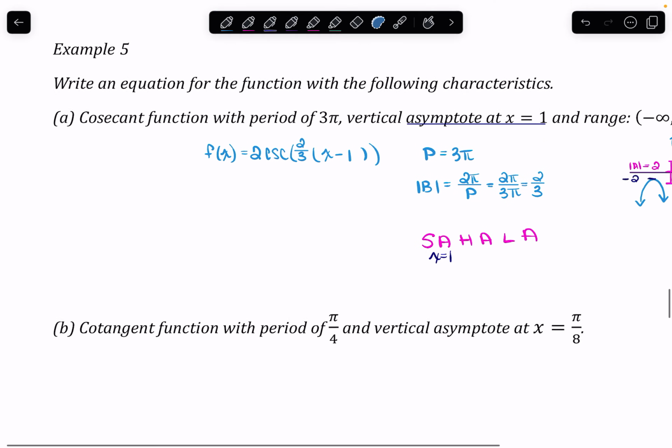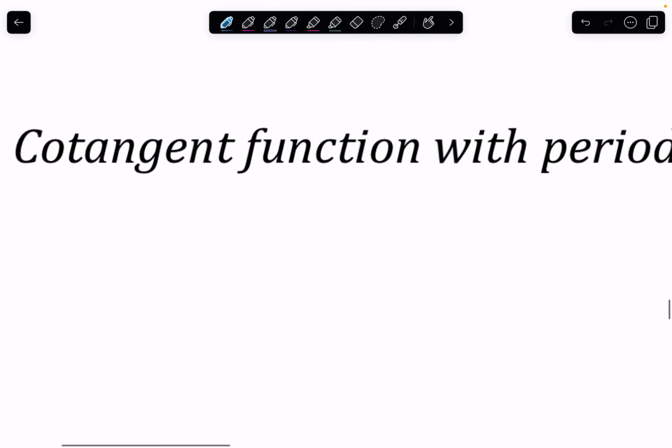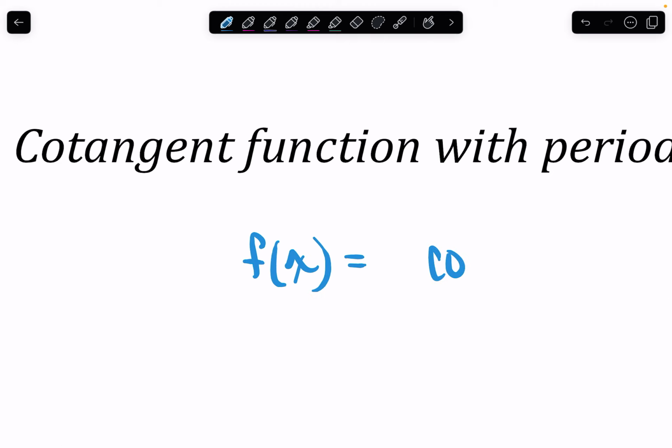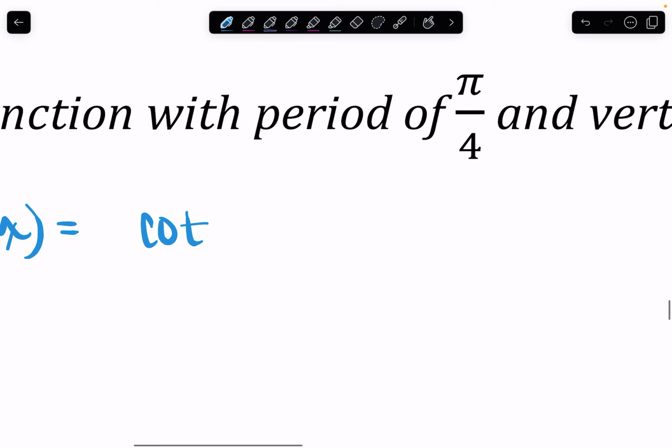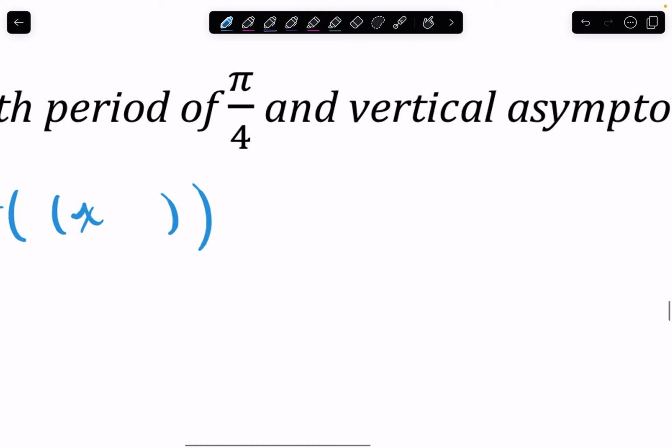All right, B, graph of cotangent with a period of pi/4 and VA at x equals pi/8. So just leave some room for everything. All right, so this is pretty generalized. So the period being pi/4, it's the first thing I want to worry about. So period is pi/4.